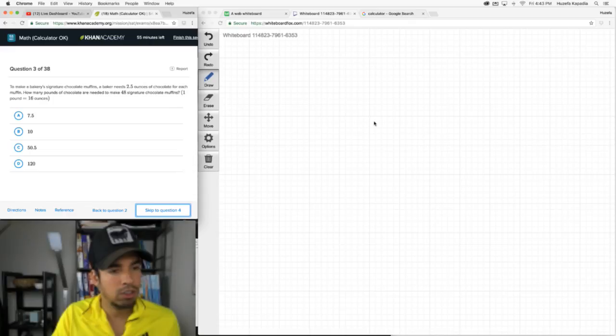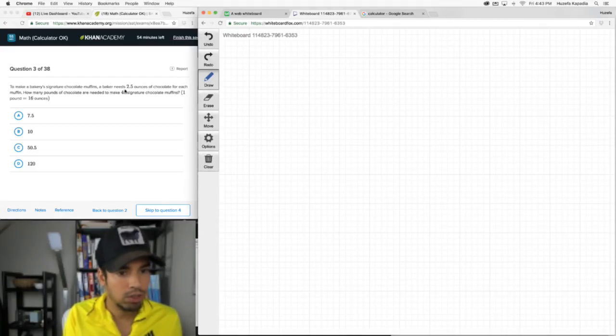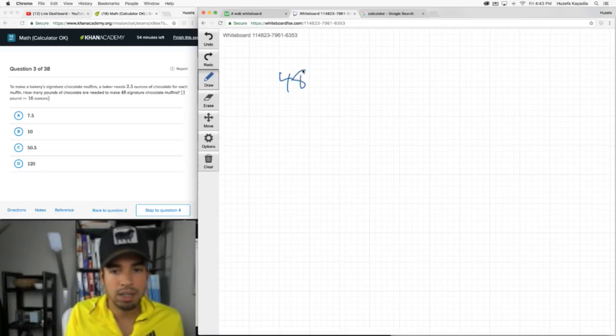Next. To make a bakery's signature chocolate muffins, a baker needs 2.5 ounces of chocolate for each muffin. How many pounds of chocolate are needed to make 48 signature muffins? So the baker needs 2.5 ounces for each muffin, and then how many pounds of chocolate are needed? Now we're going from ounces to pounds. First, let's figure out how many ounces are needed. It's basically going to be 48 times 2.5, and that'll give us the number of ounces.